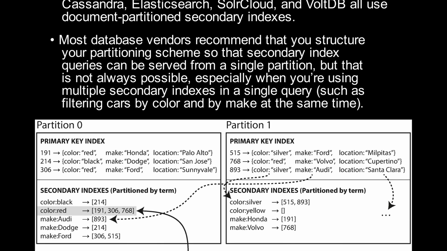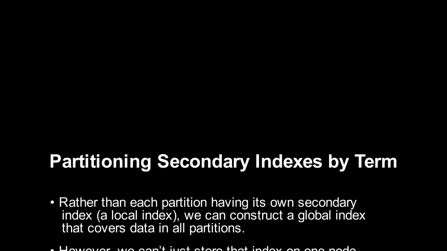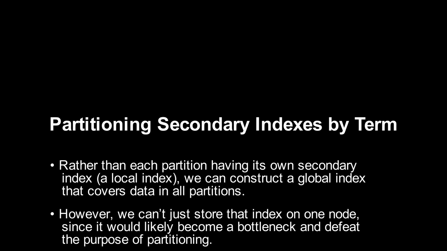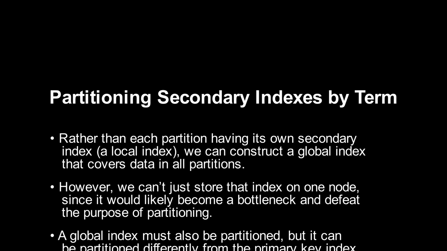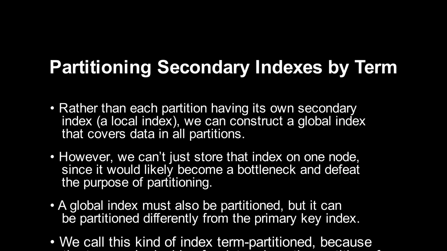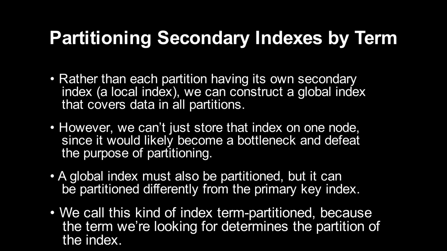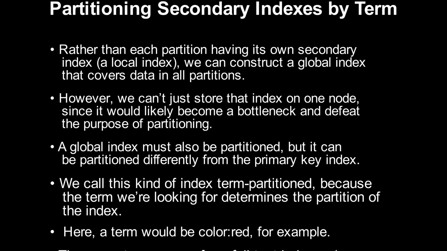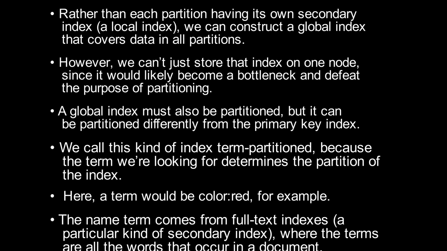Figure 6-5. Partitioning secondary indexes by term. Rather than each partition having its own secondary index, a local index, we can construct a global index that covers data in all partitions. However, we can't just store that index on one node, since it would likely become a bottleneck and defeat the purpose of partitioning. A global index must also be partitioned, but it can be partitioned differently from the primary key index. We call this kind of index term-partitioned because the term we're looking for determines the partition of the index.